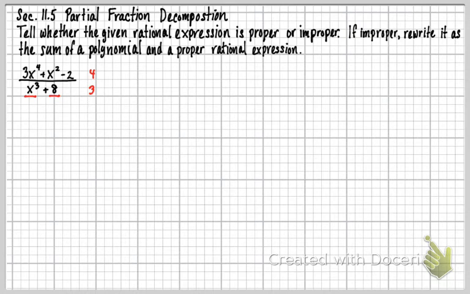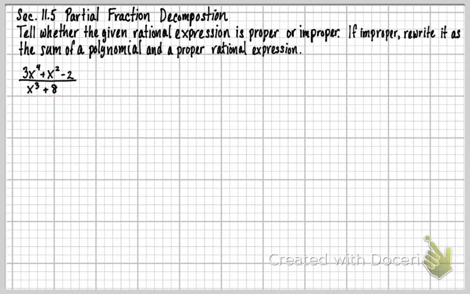Now I see that the degree on top is larger than on the bottom. Just like an improper fraction, when the top is larger than the bottom, it's called improper. So I would say this is an improper rational expression. That means for the next direction, if improper, rewrite it as the sum of a polynomial and a proper rational expression. So that's what we're going to have to do here.